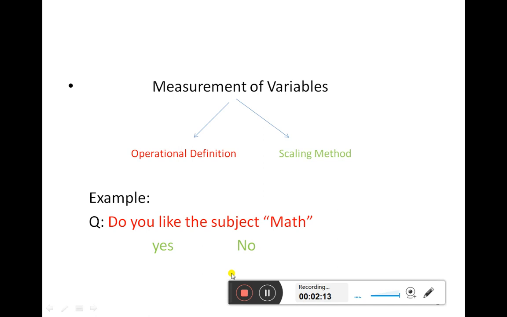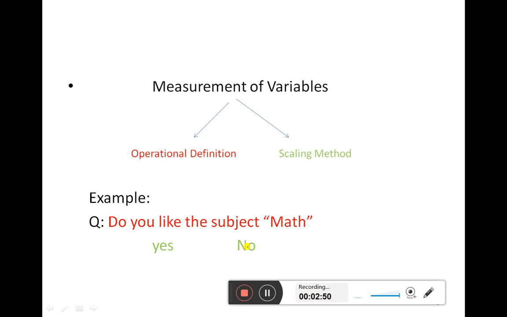Students, before starting the lecture, let me first give you an idea of what actually we are going to discuss. If you notice, I have mentioned a question here: do you like the subject math? Under this question I have two options, one is yes and one is no. If you like math, then you have to tick yes. If you, for example, don't like math, then you have to tick mark the no.